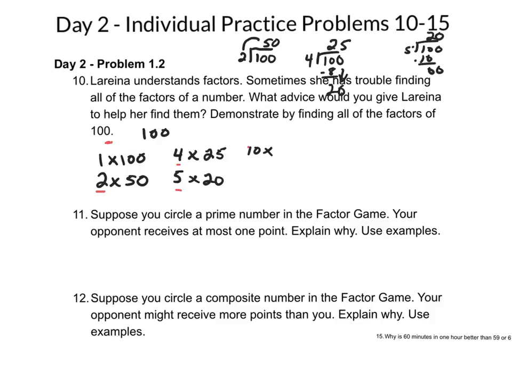So 10 times what gives us 100? Well, if you don't know, do the division. Again, that's why we need to know long division. 10 goes into 10 one time. 10 does not go into 0. No remainder. 10 times 10 is 100. All right, so the factors of 100 are 1 and 100, 2 and 50, 4 and 25, 5 and 20, and 10 and 10. And that looks pretty good. Let's move to the next problem.